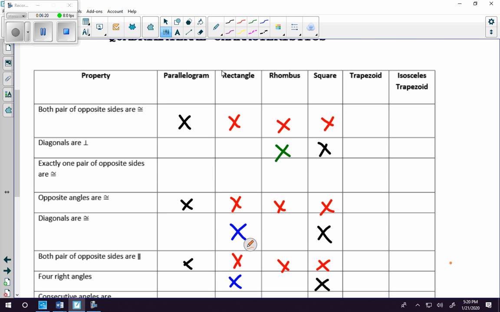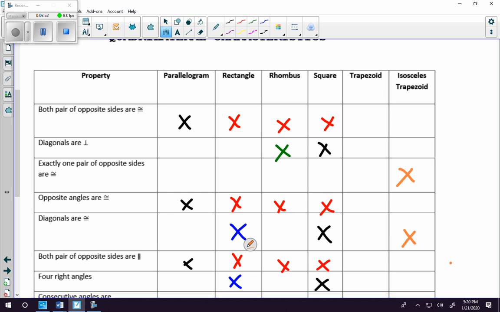Let's go through this. Are both pairs of opposite sides congruent? No. Are the diagonals perpendicular? No. Is there exactly one pair of opposite sides congruent in an isosceles trapezoid? Yes. Are opposite angles congruent? No. Are the diagonals congruent in an isosceles trapezoid? Yes. Are both pairs of opposite sides parallel? No. Are there four right angles in an isosceles trapezoid? No.